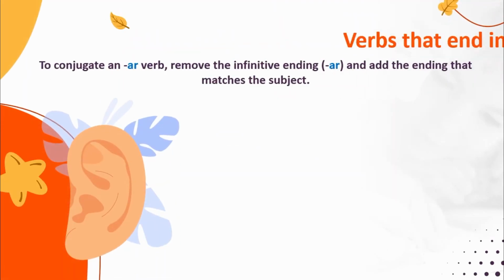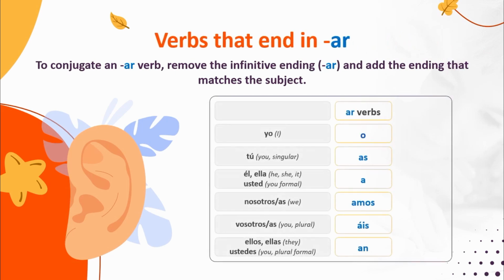So, to conjugate most AR verbs in the present tense, you just need to follow a simple four-step process. This will work with any regular verb. A regular verb is one that follows a pattern. Let's look at an example with escuchar, to listen. Let's say I want to say, I listen.